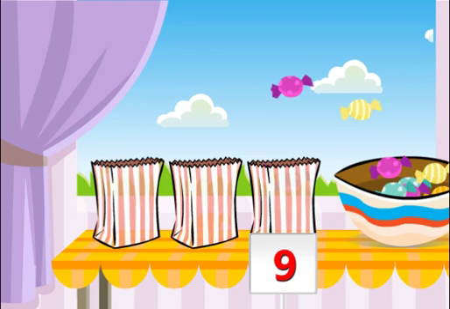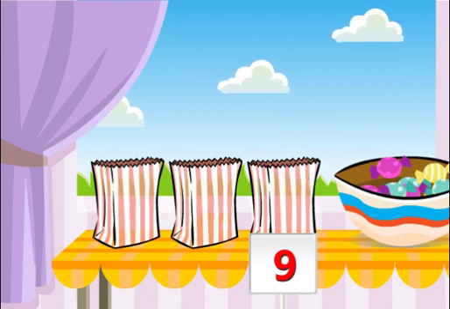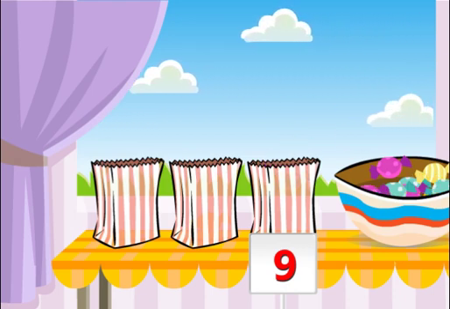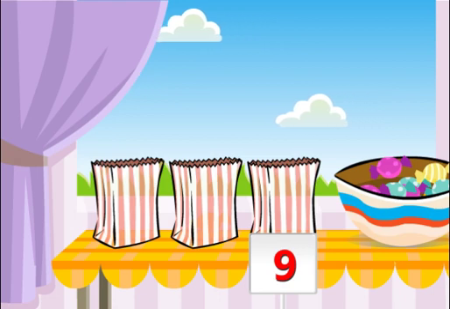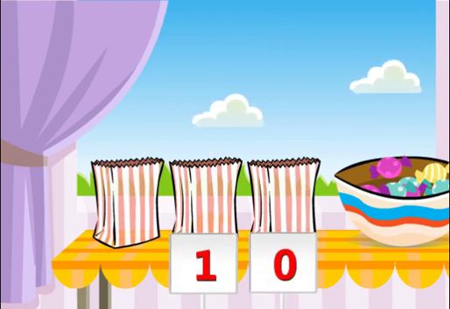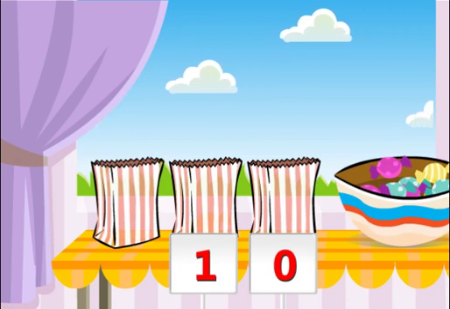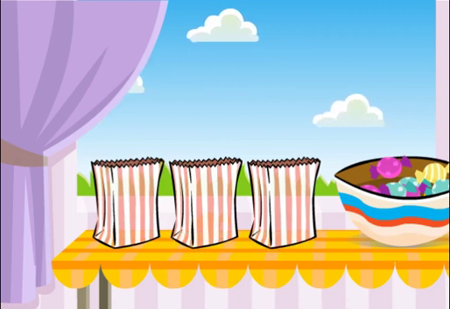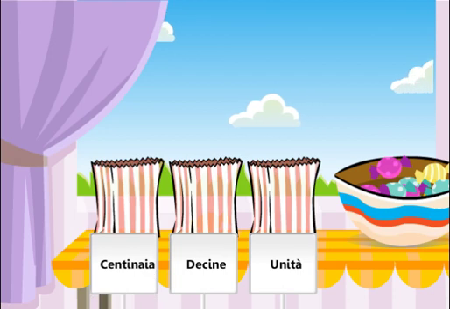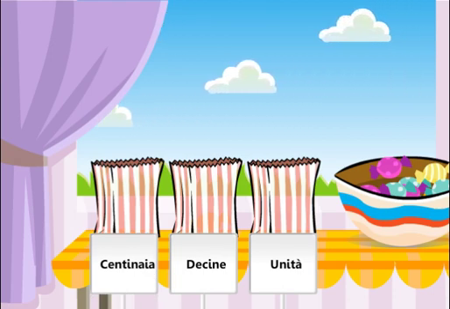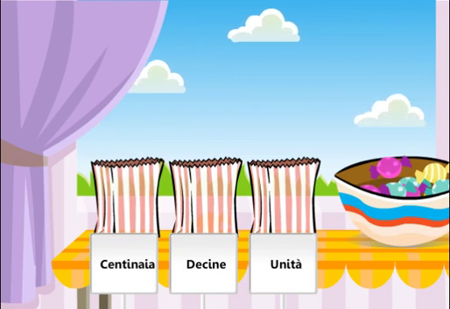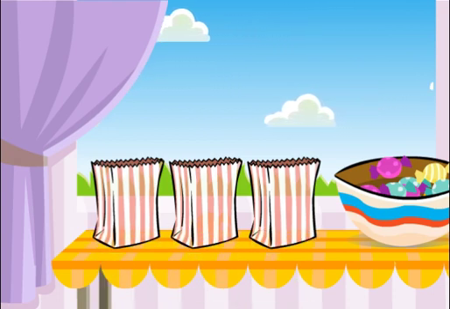If I add another, this can no longer be contained in the first bag and I have to put it in the second, remembering to empty the first, which at this point contains 0, therefore 0 in the first bag and 1 in the second. Here is written the number 10. The first bag represents the units, the second the tens, the third bag, the hundreds.